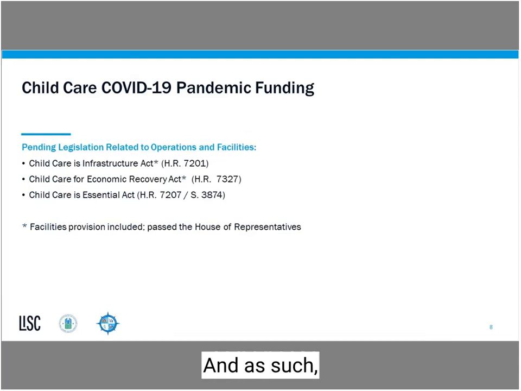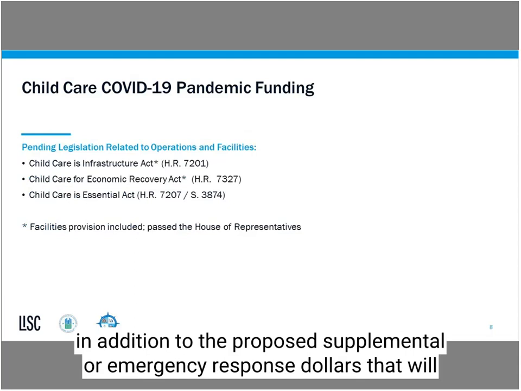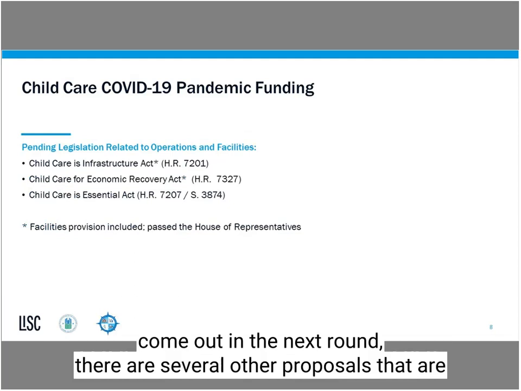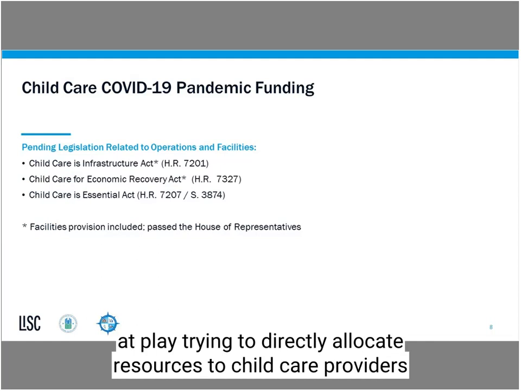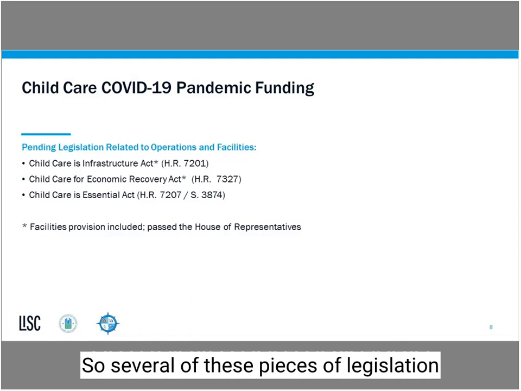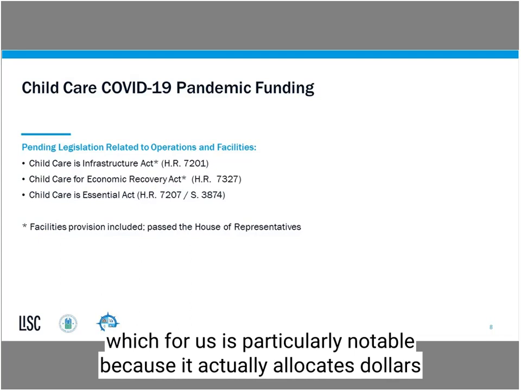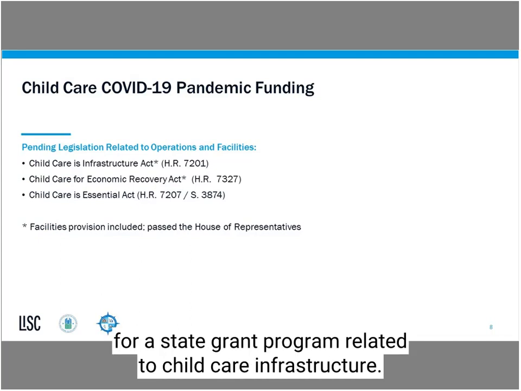As such, you see states and localities looking towards, in addition to the proposed supplemental or emergency response dollars that will come out in the next round, several other proposals at play trying to directly allocate resources to childcare providers and states to help them meet their childcare emergency needs. Several of these pending pieces of legislation include the Child Care Infrastructure Act, which for us is particularly notable because it allocates dollars for a state grant program related to child care infrastructure.